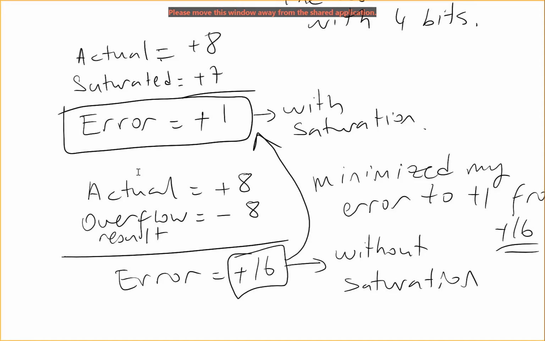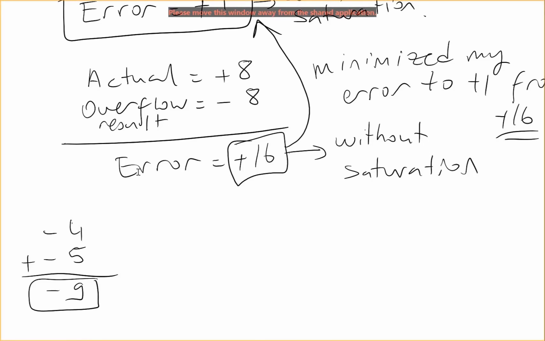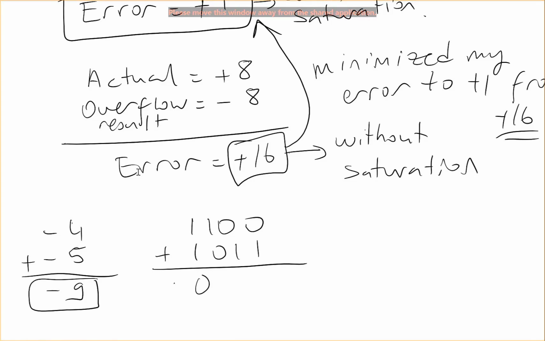Let's do the same thing with minus 4 and minus 5. I am trying to add minus 4 and minus 5. I should get minus 9 in reality. But what is happening? This is 1, 1, 0, 0, which is minus 4, and 1, 0, 1, 1, which is minus 5, right? When we add this, what do we get? 0, 1, 1, 1. So we got plus 7.